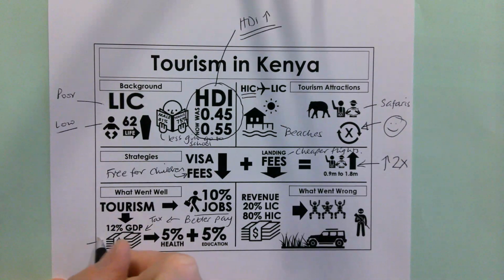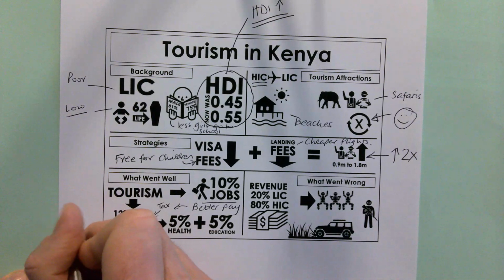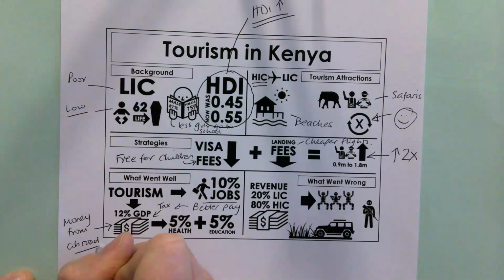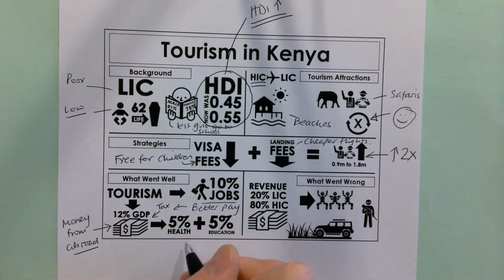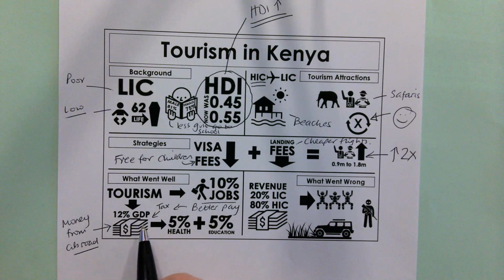This GDP is money that's raised from tourism. 12% of the GDP of Kenya comes from tourism itself, and that's money from abroad coming into the country. And so what do they then do with that money? They spend 5% of their GDP on healthcare, and 5% is spent on education. And that's higher than countries like India and some HICs as well. It's a higher percentage. Obviously, their GDP in total is lower than a HIC, and so more money in a HIC will be spent on these things, but proportionally, 5% is quite a decent amount.